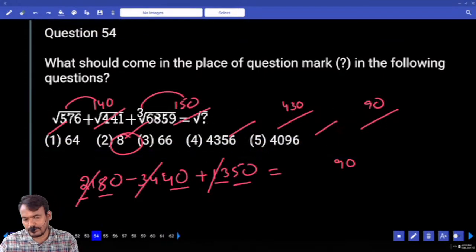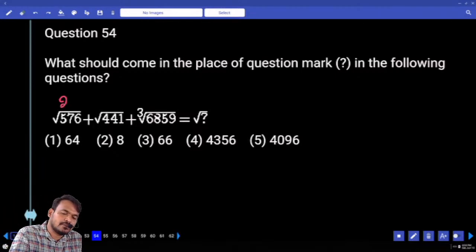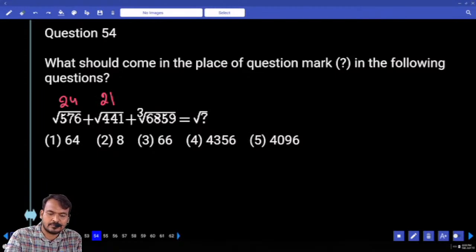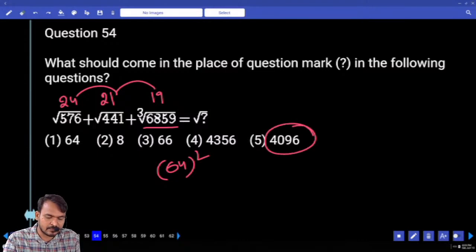Question number 54. What is the square root of 576? 24. Square root of 441? 21. Cube root of 6859? 19. 19 plus 21, 40. 40 plus 24, 64. Which one? Again we require 64 square. What is the answer? 4096.